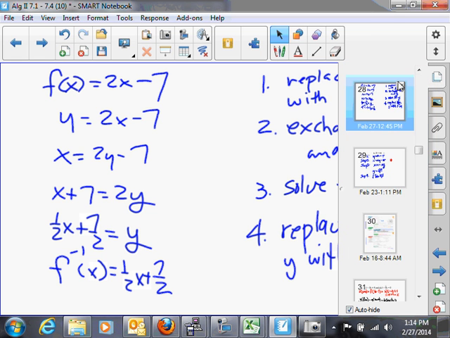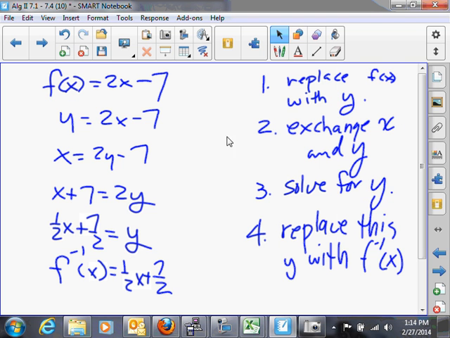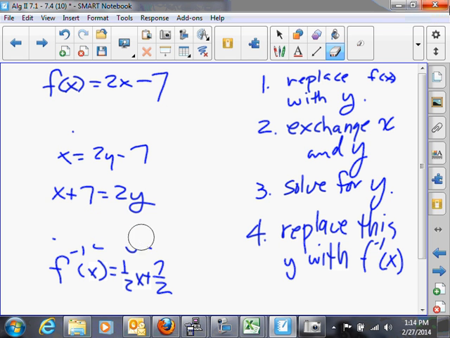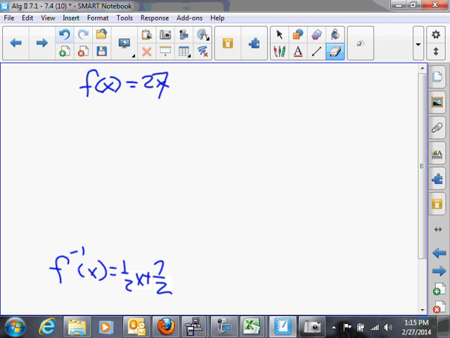Here we are back at this page, and okay, now clone page. There we go. That's what I wanted. Now, let's take the function f and the function f inverse and graph them on the same axis. We don't need that. And we'll just go ahead and get rid of this too. There we go. All right.